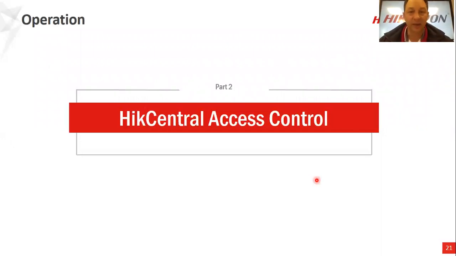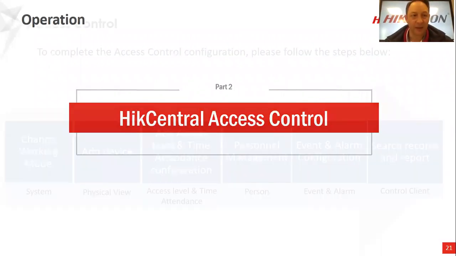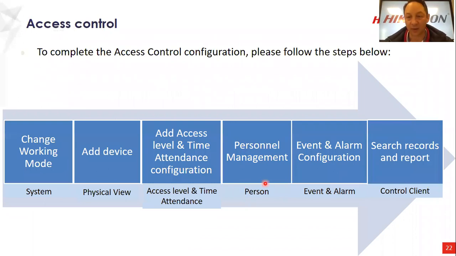All right, let's quickly have a look at the access control side. The access control is going to take you through the whole flow of things. So again, changing the working mode. The previous one, we were more concentrated on the cameras, the bispectrum cameras, although we did touch on the terminals. Here is full on terminals, so we need to make sure about the working mode.